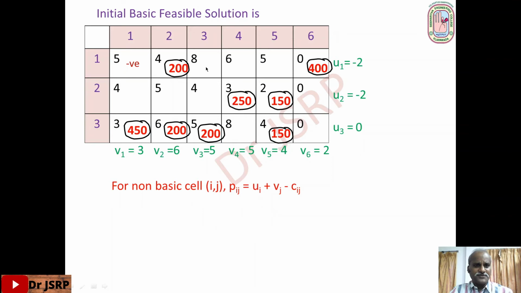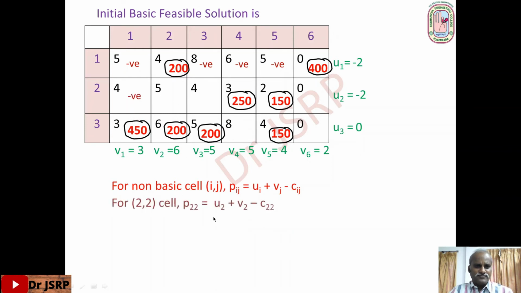Okay, right. Next P13, U1 plus V3 minus C13. So minus 2 plus 5 minus 8. Clearly it is negative. Next P14, minus 2 plus 5 minus 6. Clearly it is also negative. Next P15, U1 minus 2 plus V5 4 minus 5. Clearly it is negative. So like that calculate P21. U2 minus 2, V1 3, minus 2 plus 3 minus 4. Negative.